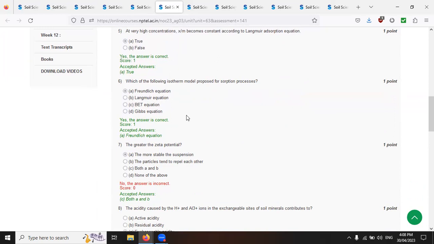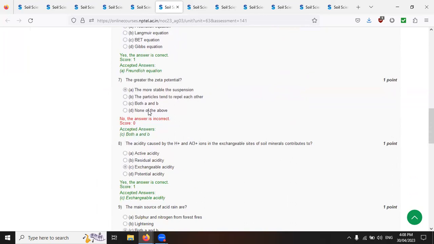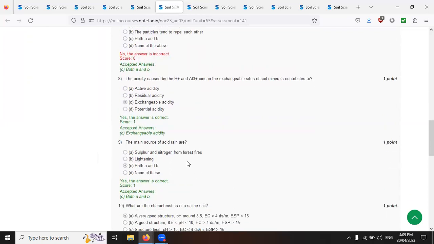Is the answer. The acidity caused by the H+ and the aluminium ions in the exchangeable sites of soil materials contributes to active, residual, exchangeable, or potential acidity. It's exchangeable.